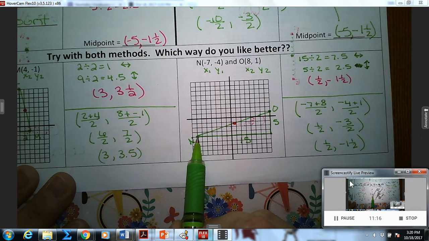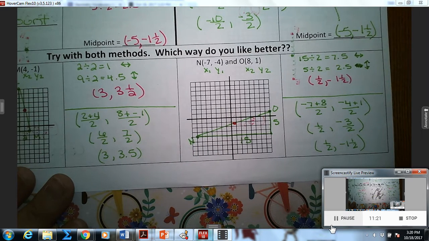So I started over here at N, counted right 7.5. And then I counted up 2.5, and that landed at 1/2 from the origin and down 1.5. It landed right here at this pink point. That is the point 1/2 and negative 1.5. The other way, you guys, is to take the points and plug them into the midpoint formula, seen here, and then do the arithmetic. And I still got 1/2 and negative 1.5. Flip the page one more time and we have one more set of problems to try.